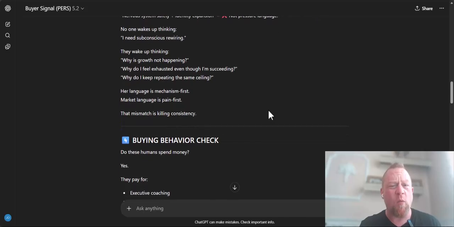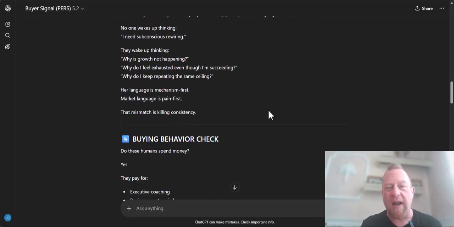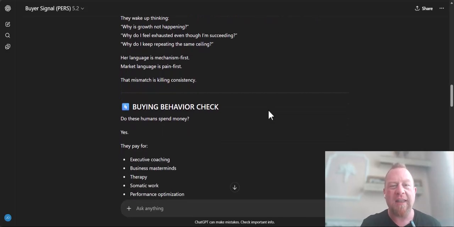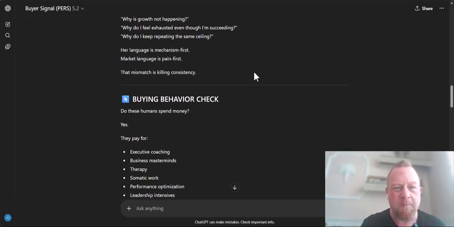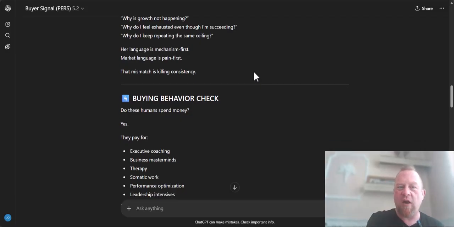They wake up thinking, why is this thing not growing? Why do I feel exhausted? Why do I keep hitting the same ceiling? All right. So the language from this coach is mechanism first. The market language is pain first. So that is a huge piece right there: you want to shift the language to meet that.